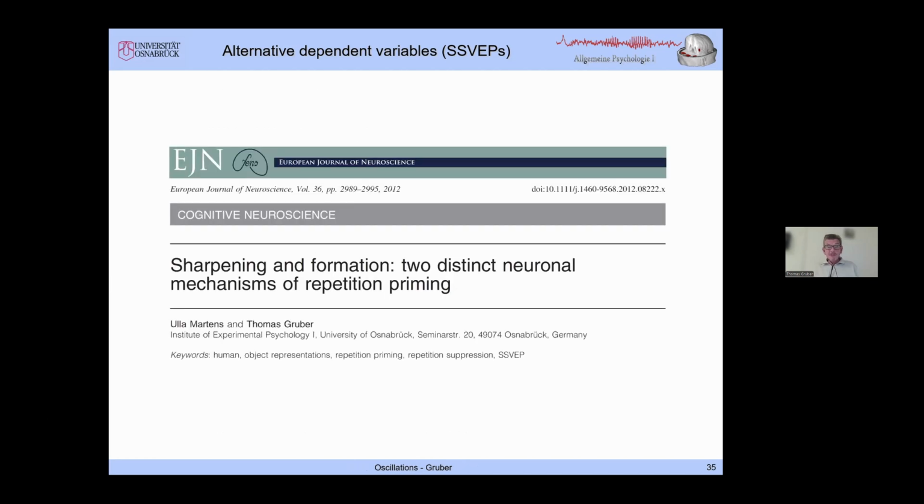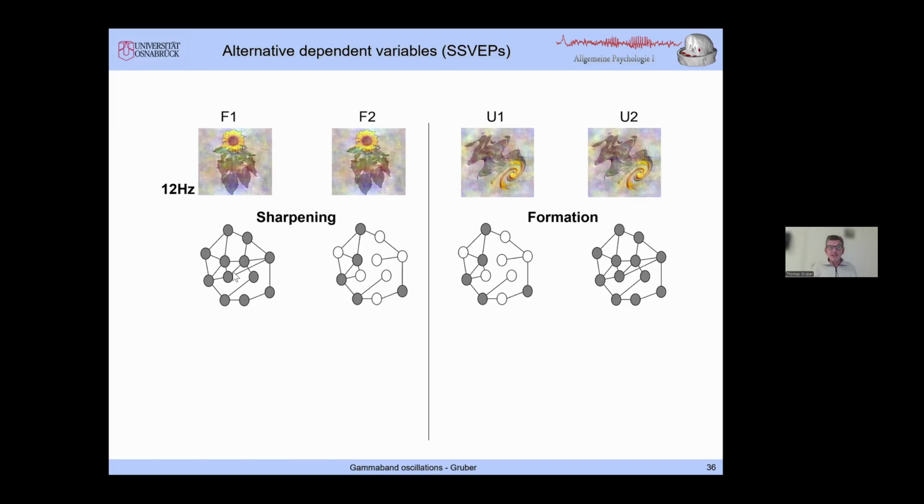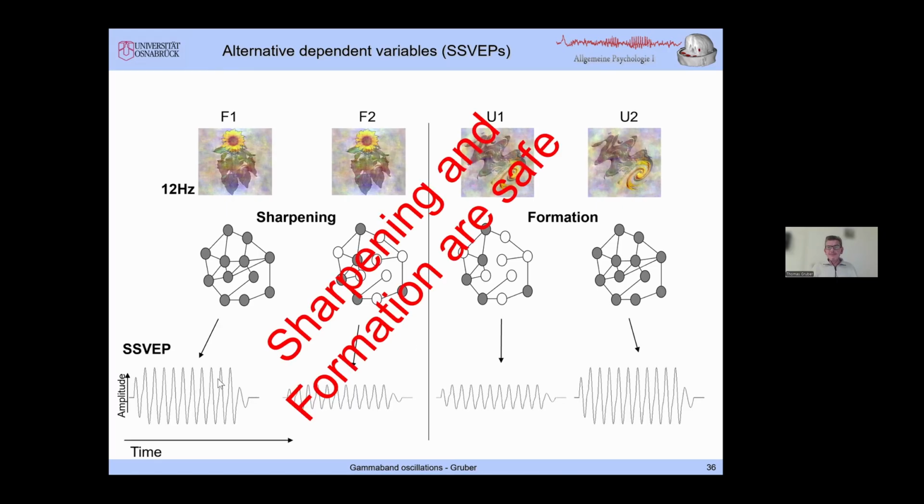So what we have done with this method was a work by my colleague Ulla Martens, and she said, okay, we have to check if sharpening and formation, the two mechanisms of repetition priming I've mentioned before, really exist. Do we also see these mechanisms, sharpening and formation, with another method? And to that end, she presented pictures of familiar and unfamiliar objects as you have seen before. She flickered them at 12 Hertz to elicit a steady state response. And what she expected was, yeah, we want to see sharpening. If you repeat a familiar object, the cell assembly becomes more efficient. And we want to see formation, the establishment of a new assembly, if we repeat unfamiliar stimuli. And in fact, that happened.